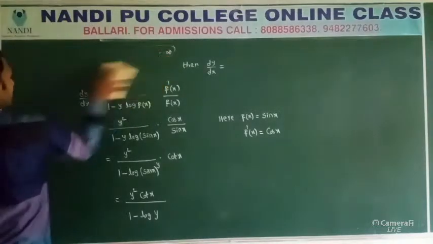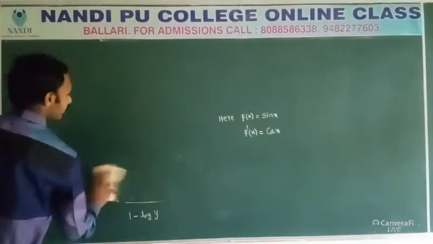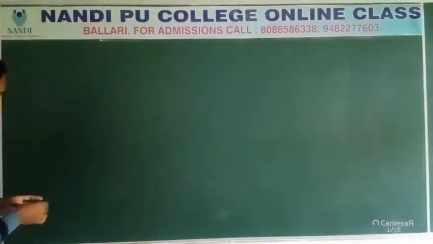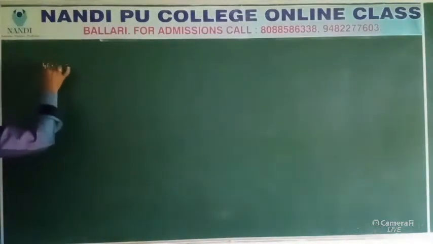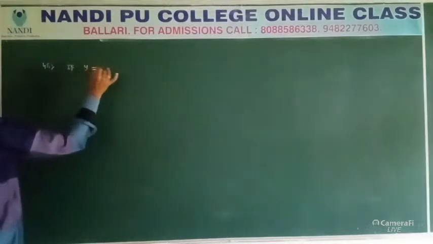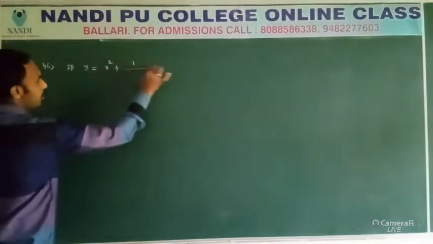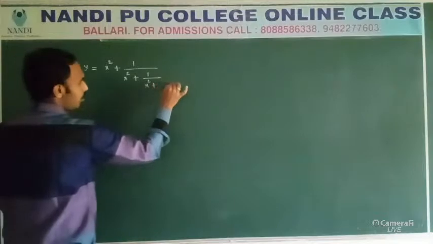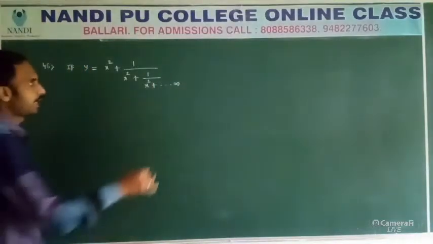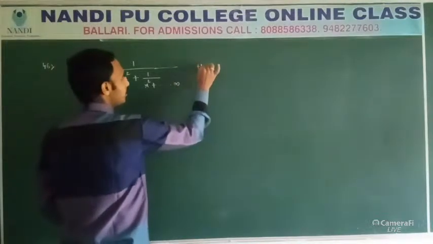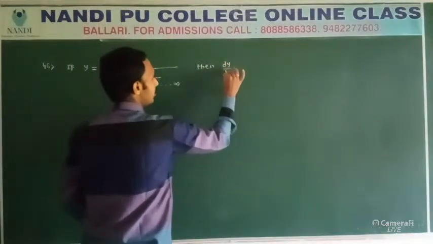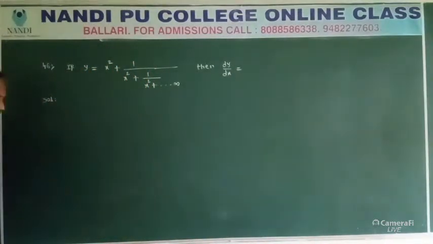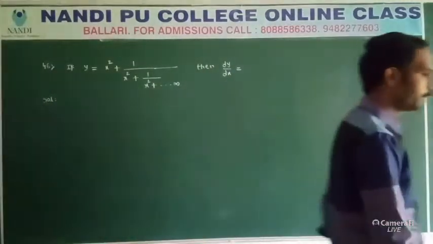Next problem 46. If y is equal to x square plus 1 by x square plus 1 by x square plus, and so on to infinity, then dy by dx is equal to... Okay, solution.